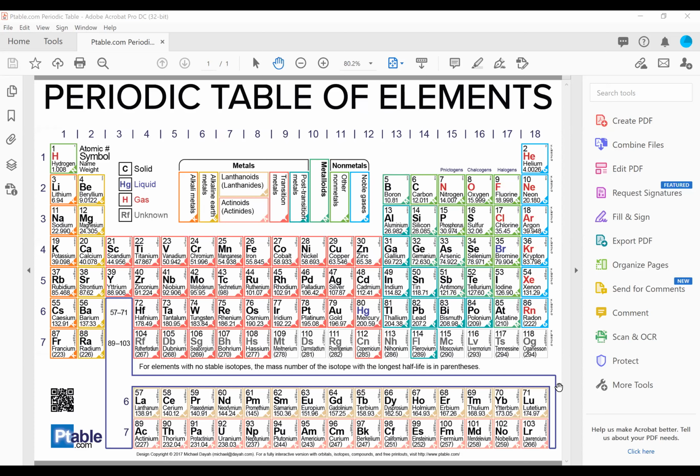So this is the periodic table that I sent to you. I think everybody is familiar with the look of the periodic table. Have you seen the periodic table before? Yes, Professor.